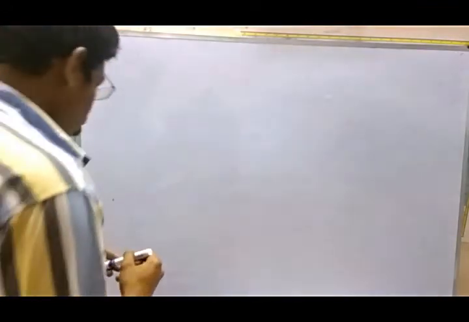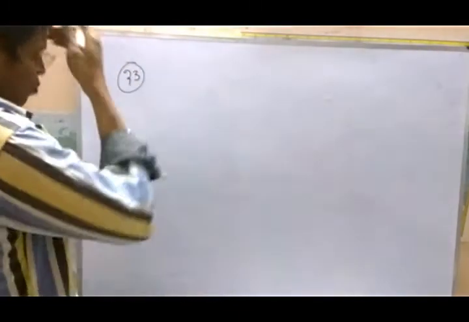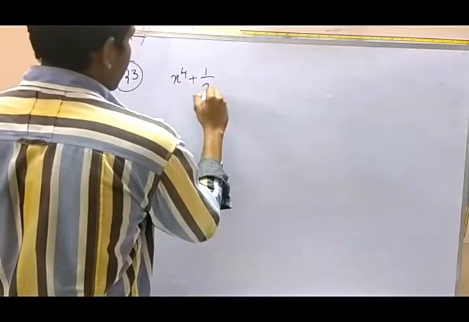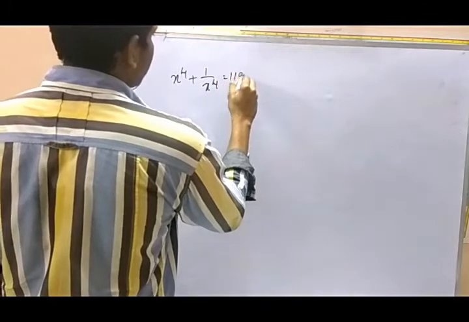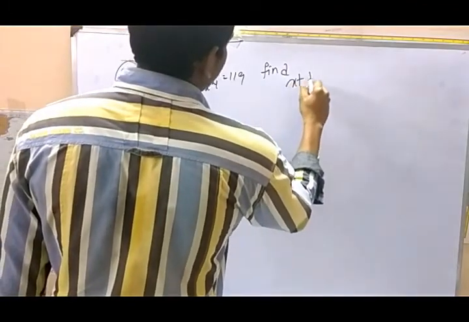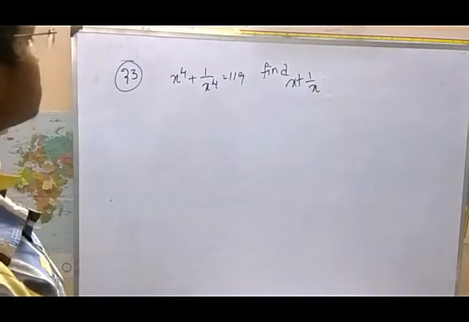Okay, we'll move on to the next question. We'll take the next question as 23. We have x power 4 plus 1 by x power 4 equal to 119, and they asked us to find x plus 1 by x.